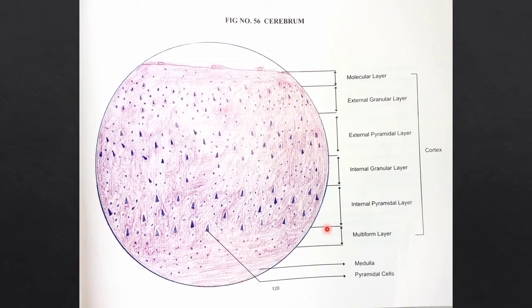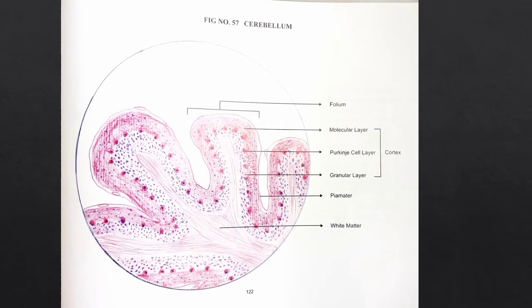How to identify it? Simply, you have to see clearly that if there are any triangular shaped cells seen in the slide, that is nothing but the cerebrum. Okay, triangular shaped cells. Then we are moving to the next, the cerebellum.